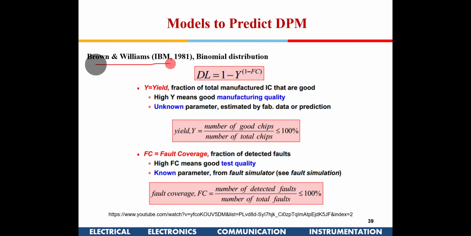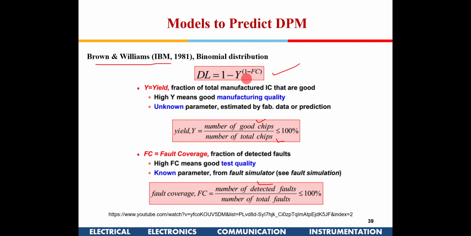So there are Brown and Williams. They have proposed one formula to calculate DL, which is DL = 1 - Y^(1 - FC). Here Y stands for yield. Yield is the number of good chips divided by the number of total chips, and FC denotes fault coverage. That means out of the total faults during your testing, how many faults can be detected? Certain faults cannot be detected. So this is FC, fault coverage. How much of the faults can be covered?